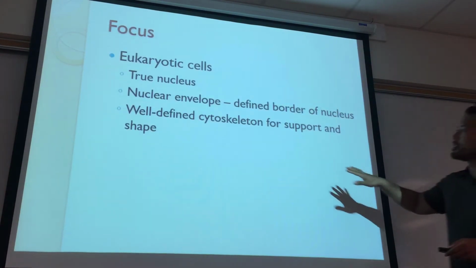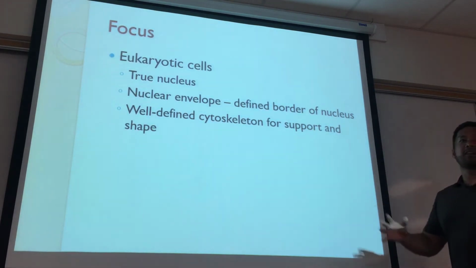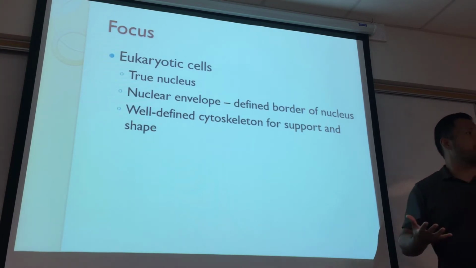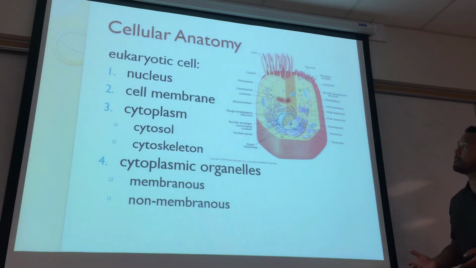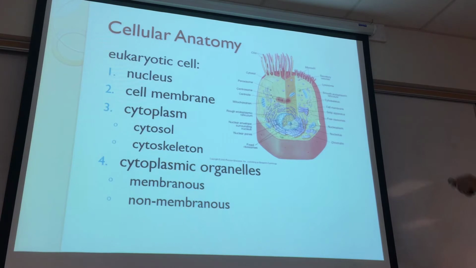And also there's a cytoskeleton. We'll talk about the nucleus, we'll talk about the cytoskeleton. But the cytoskeleton, much like the skeleton in our bodies, provides support and shape to the actual cell itself. That allows it to have a very defined shape as well as some extensions, which we'll talk about in just a little bit.